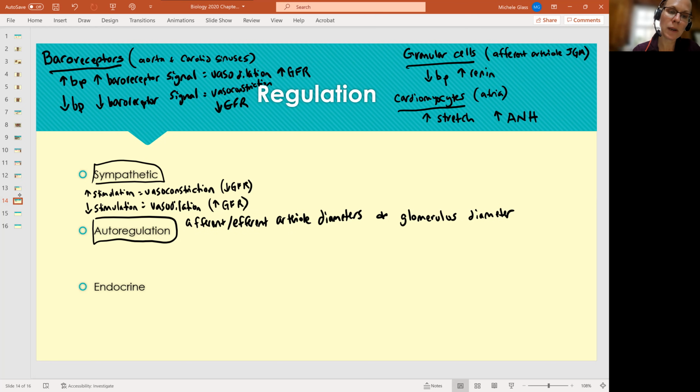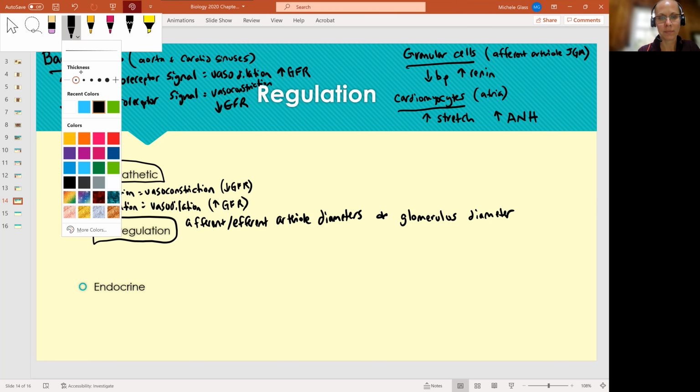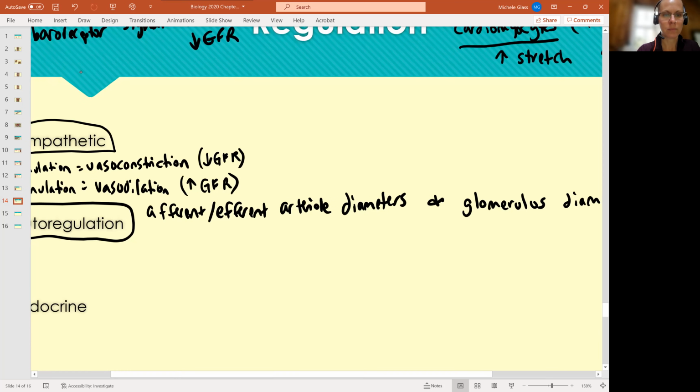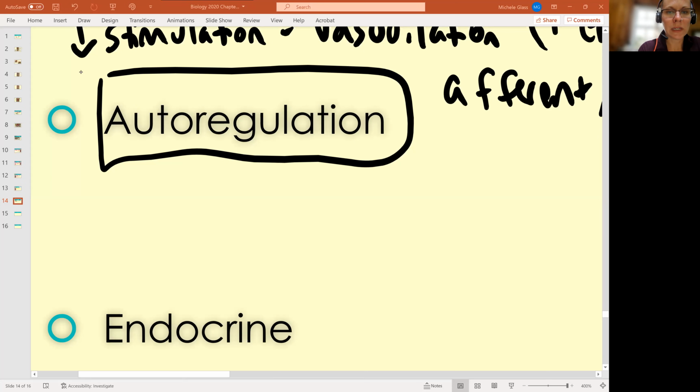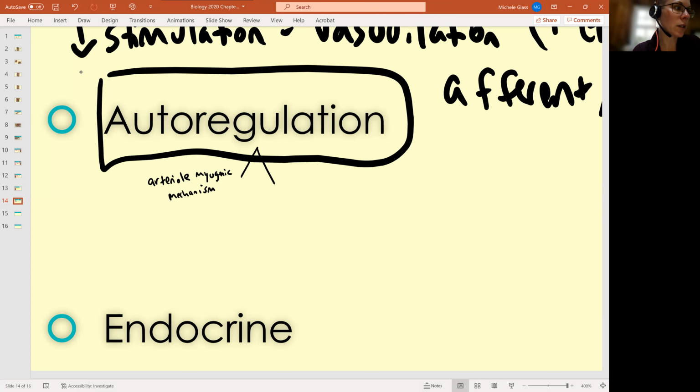So here, when we talk about autoregulation, we can talk about having two mechanisms. We can have what's called the arterial myogenic mechanism. Or we can have what's called tubuloglomerular feedback.